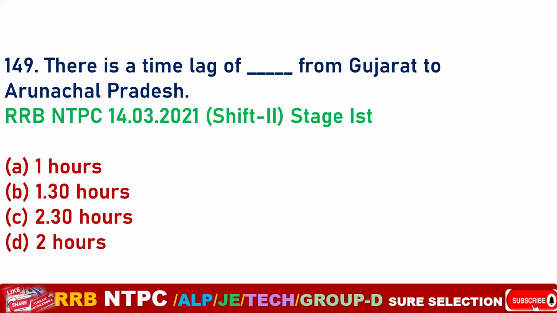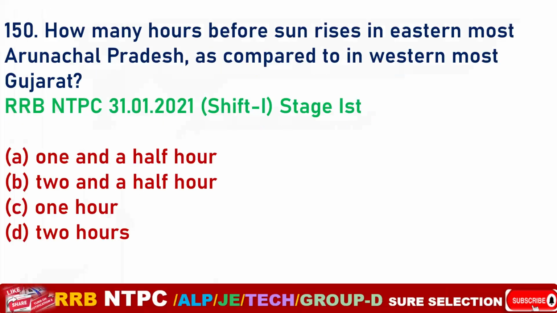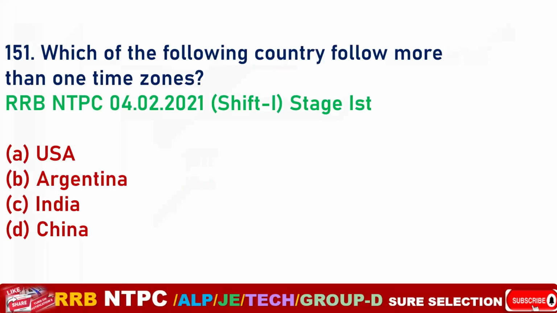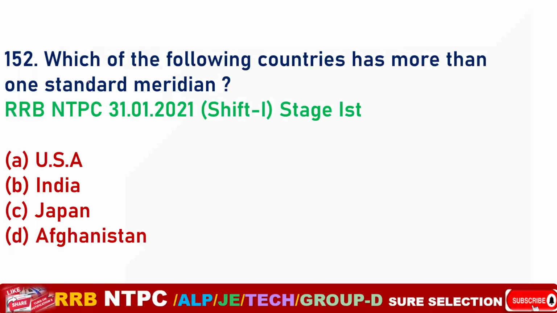Next, there is a time lag of dash from Gujarat to Arunachal Pradesh. There is a time lag of 2 hours. How many hours before does the sun rise in easternmost Arunachal Pradesh as compared to westernmost Gujarat? That is 2 hours. Which country follows more than one time zone? USA. Which country has more than one standard meridian? That is USA.